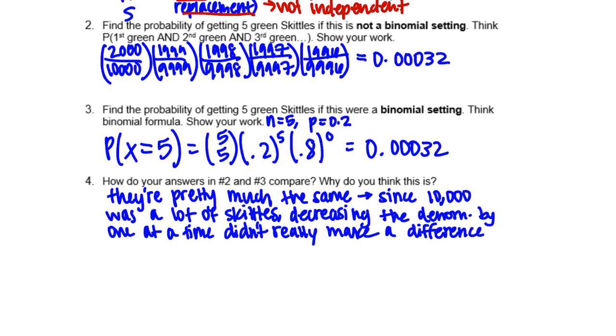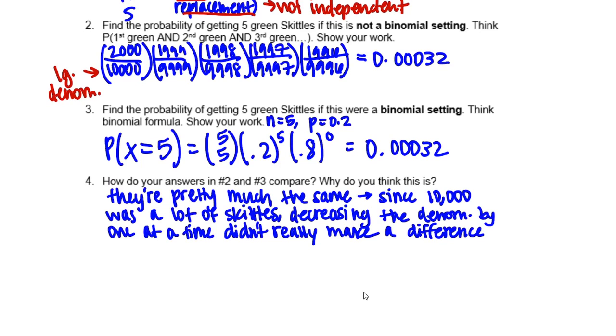And the reason why is because this was a really large denominator, and decreasing it by 1 at a time didn't really make a difference. 2,000 out of 10,000 is 0.2, but 1999 out of 9999 is also pretty close to 0.2. So what that means is when your population is large enough, and your sample size is a small enough proportion of that, like I only did it 5 times, then we still meet the independent condition.